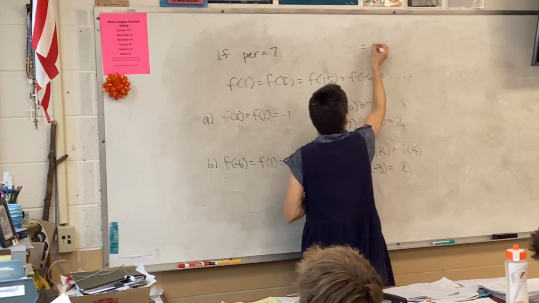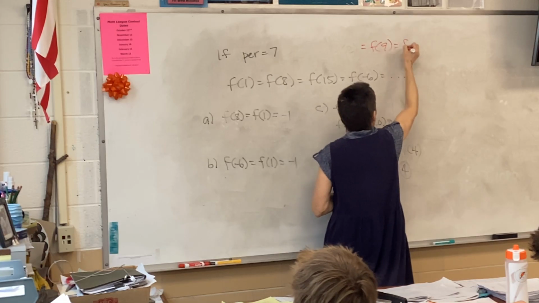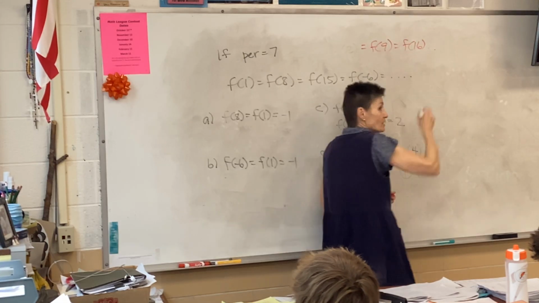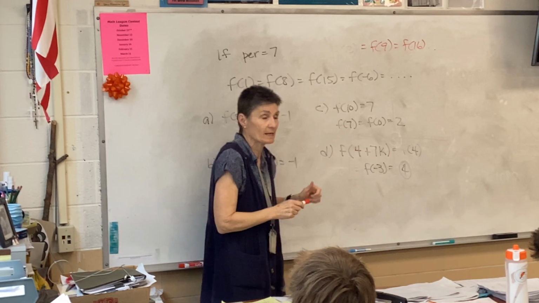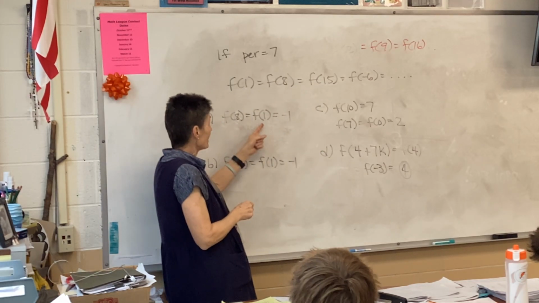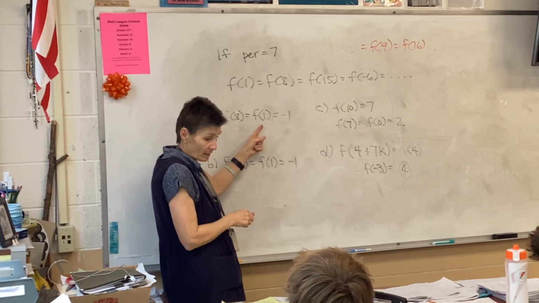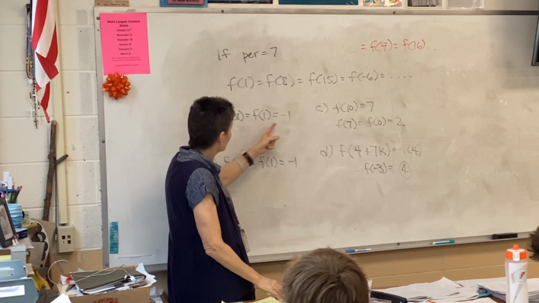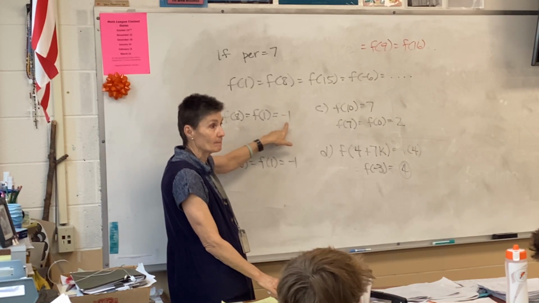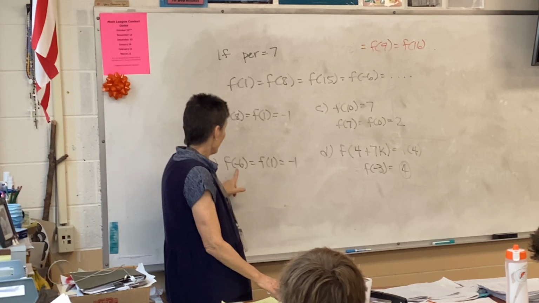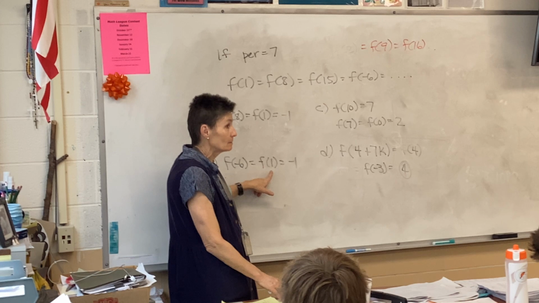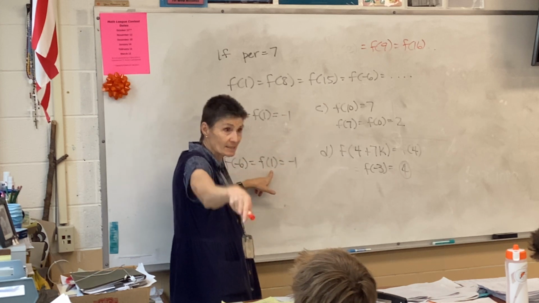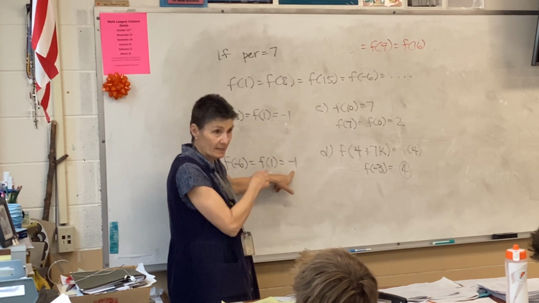9, and f of 16, and so on and so on and so on. That's the concept that we're using here. So I said f of 8 was the same as f of 1, and f of 1 is negative 1. How does that sound to everybody? Well, f of negative 6 is the same as f of 1. Remember, you're adding 7s. And that's again negative 1.